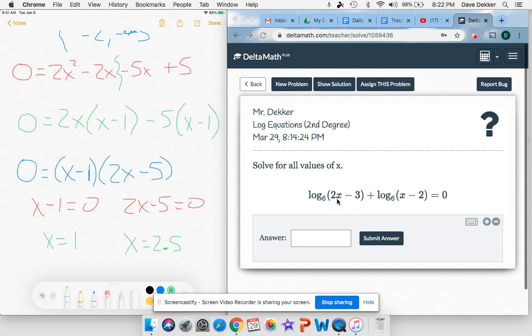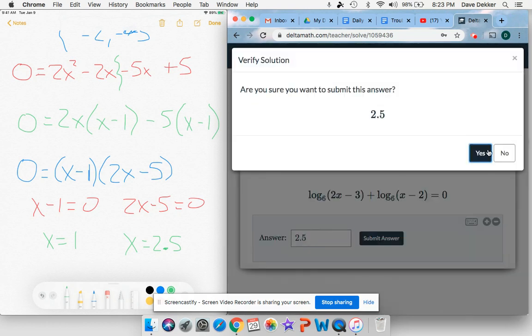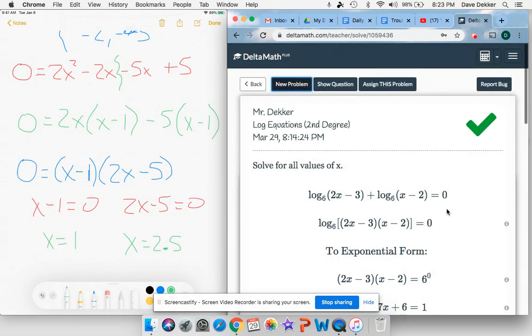But if I plug that 2.5 in, it's okay, because 2 times 2.5 is 5. If I subtract 3, I still have something positive here. And the same thing would happen over here. So when I go and enter my answer, I do need to double check what I have. In this case, I'm just going to answer 2.5. It should take this. It may like 5 halves better, but I think 2.5 should be okay. And it gave me the right answer, okay?